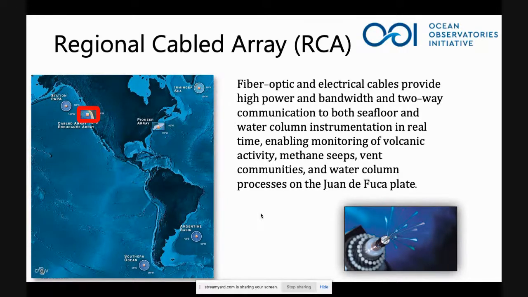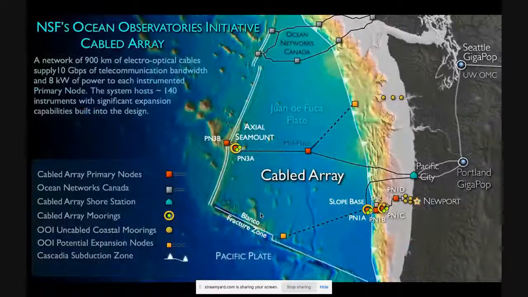It's a really powerful tool to be able to get continuous monitoring and interactive monitoring at some of these locations, looking at things like volcanic activity, methane seeps, vent communities, and water column processes, all across the plate. So taking a dive down, this is the cabled array, and you see it's a sister network to the Ocean Networks Canada array that's north and went online a couple of years before the regional cable array did. But I'm going to focus in on the RCA, the regional cable array.